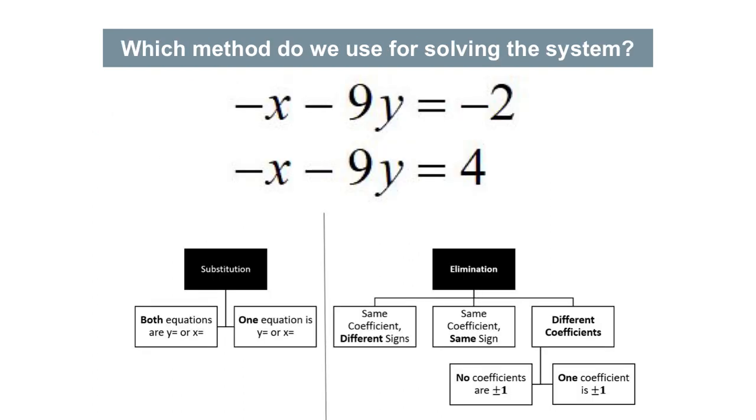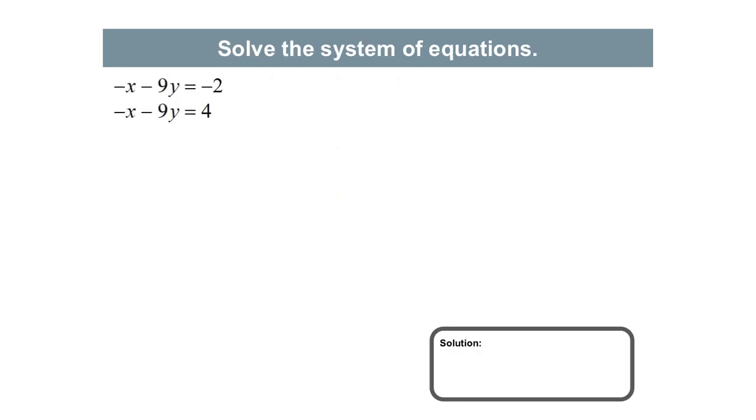Last problem. Think about which method you should use to solve this one. We should have picked same coefficient, same sign. For same coefficient, same sign, it doesn't matter which, but you're going to multiply one of those equations by -1. Make sure you multiply every single number. I chose the bottom equation, and I'm going to keep the top equation the same. So I get positive x plus 9y equals -4.